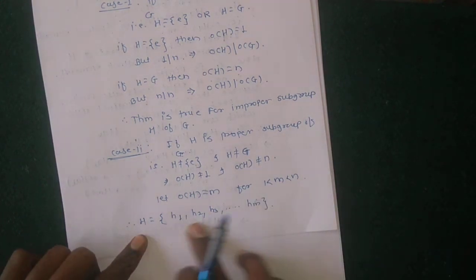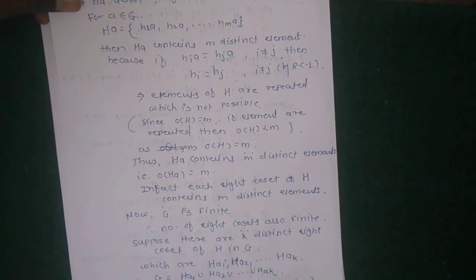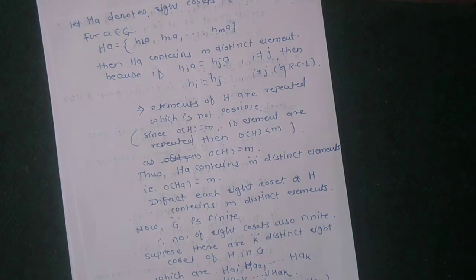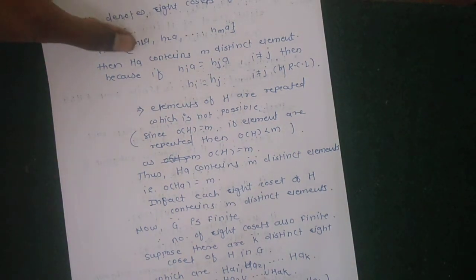So H contains the elements h1, h2, h3 up to hm, m elements. Then their right cosets also contain m distinct elements. Why do they contain m distinct elements? In the previous lecture we also saw that the elements in a right coset are distinct. So Ha contains m distinct elements.